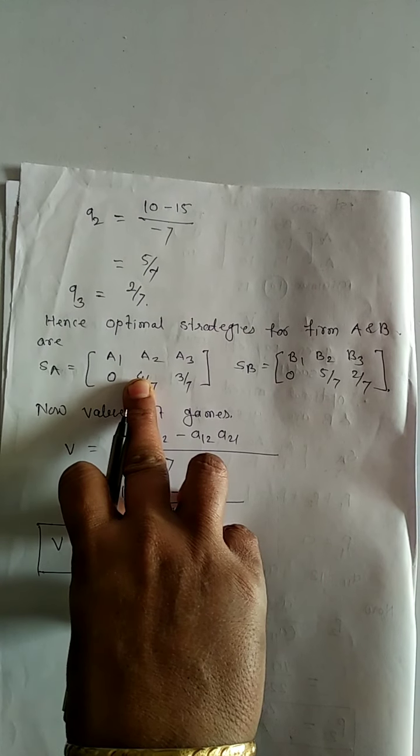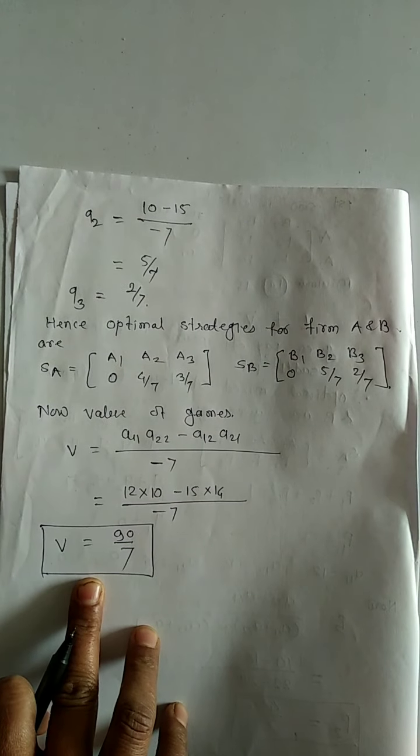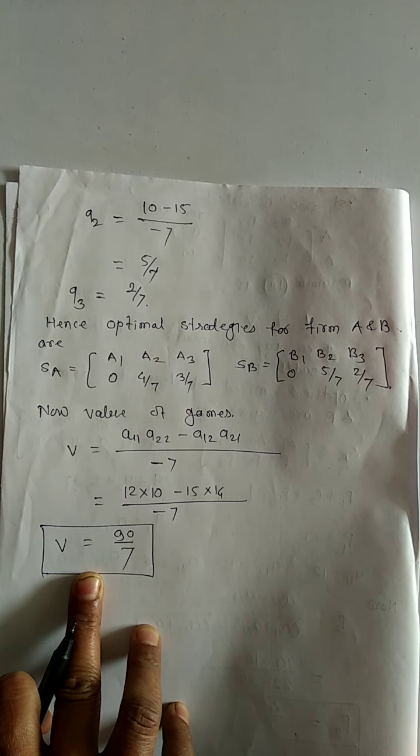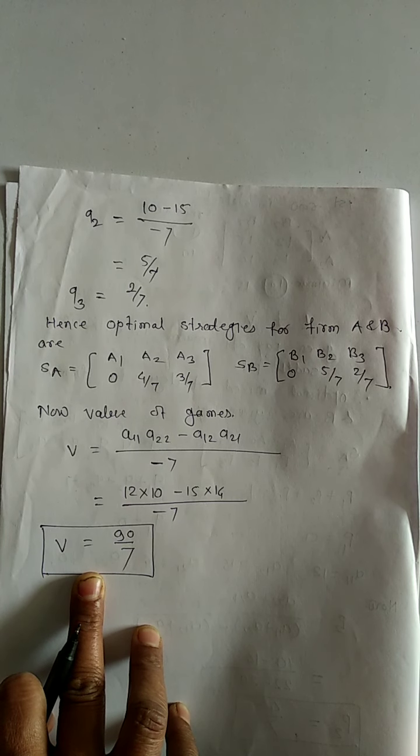Optimal strategies are given by SA, SB, and this is the value of game. Therefore, the farm A used the optimal strategy A2 and A3 with 57% and 43% of the time respectively. And similarly, the farm B used the optimal strategy B2 and B3 with 71% and 29% of the times respectively. This is calculated by using the percentage formula.